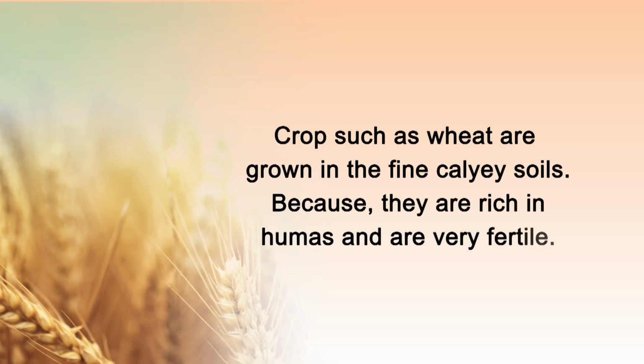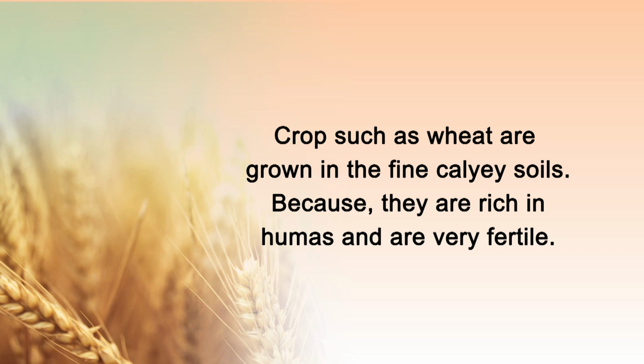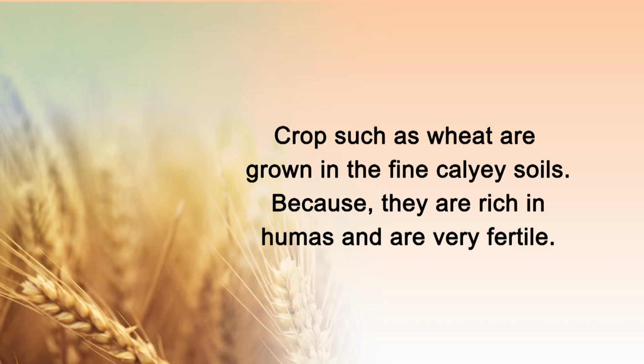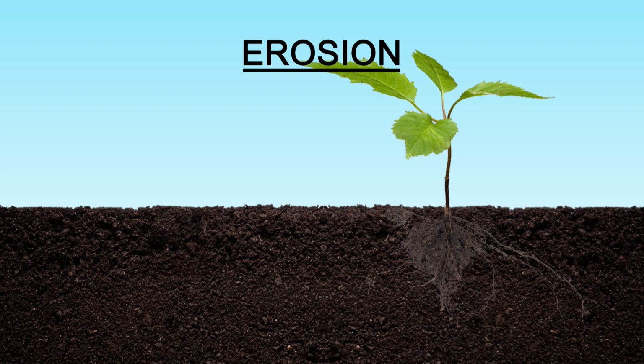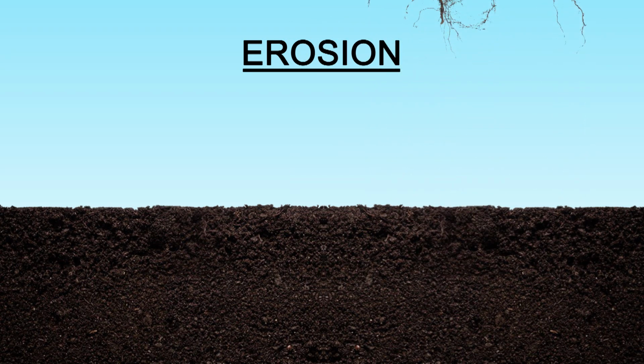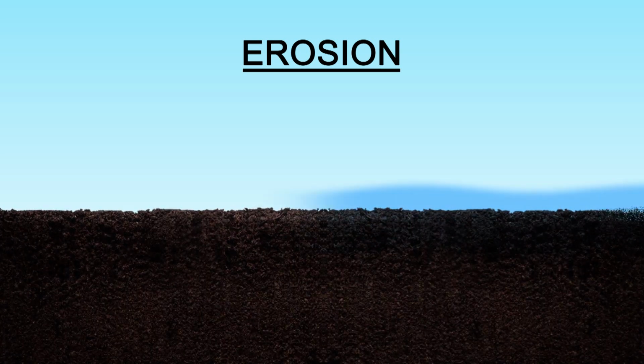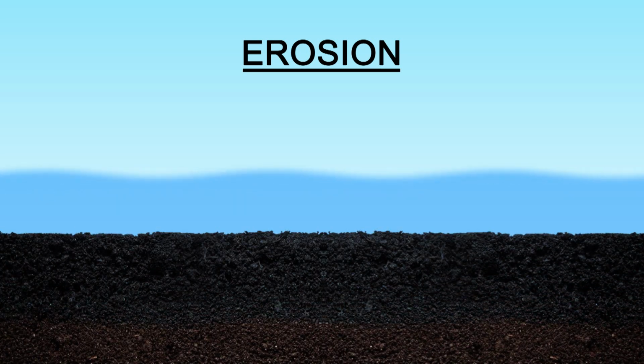Crops such as wheat are grown in the fine clay soils because they are very rich in humus and are very fertile. Dear students, you know that plants' roots firmly bind the soil. In the absence of plants, what happens? In the absence of plants, soil becomes loose. So, it can be moved by wind or flowing water. This removal of land surface by water, wind or ice is known as erosion.